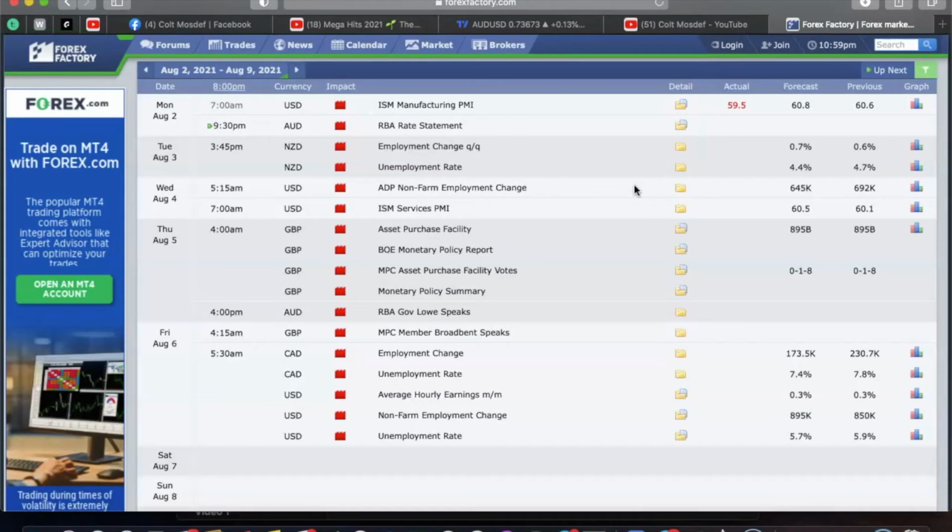Then you can keep a notebook, and you're like, all right, when we have news for NZD, the New Zealand dollar, and its unemployment change Q/Q, it usually goes down. Then you have all this feedback for the future where you're like, all right, last time that news came out, it went down, so it's most likely going to do the same thing.